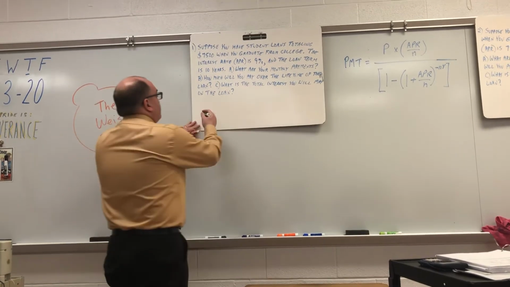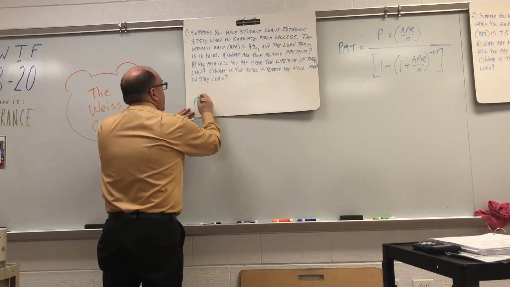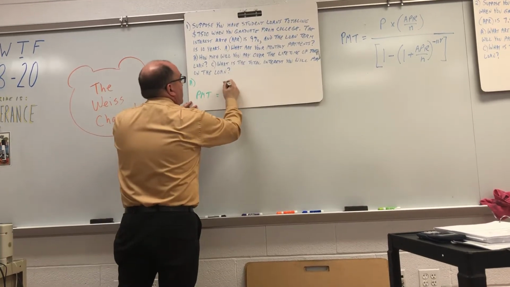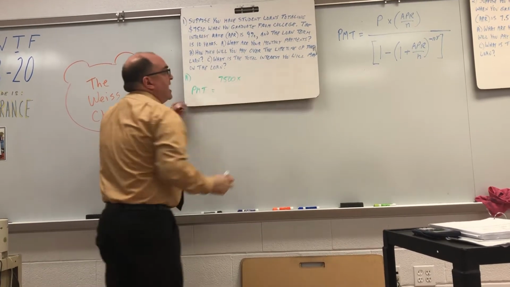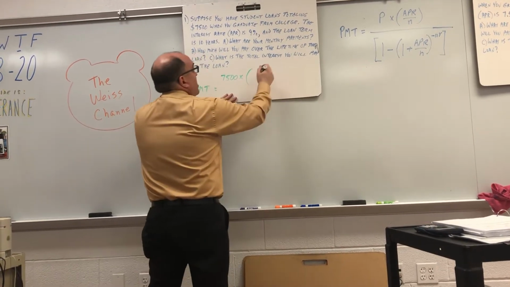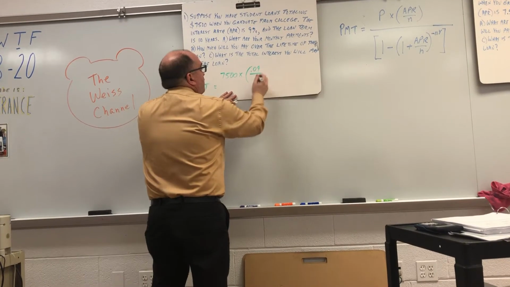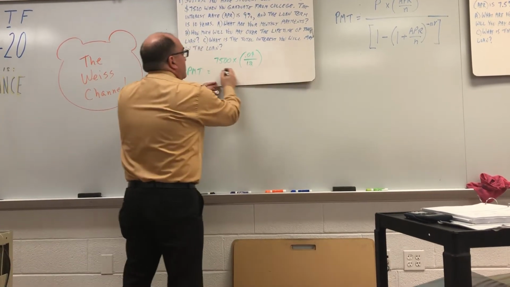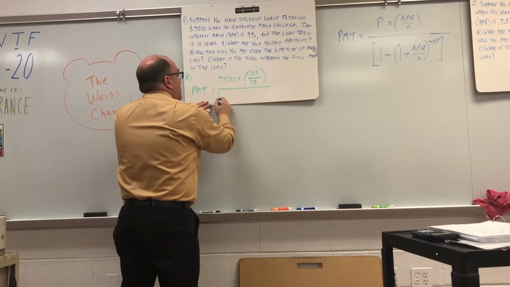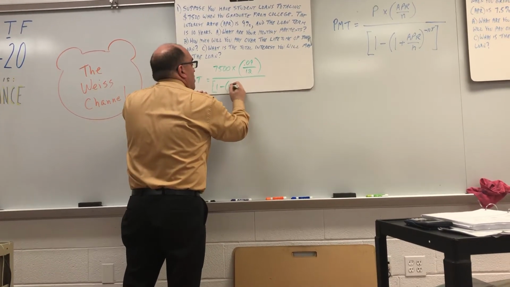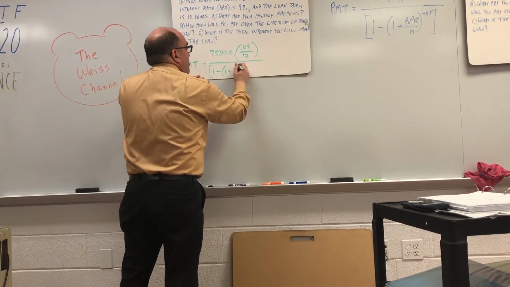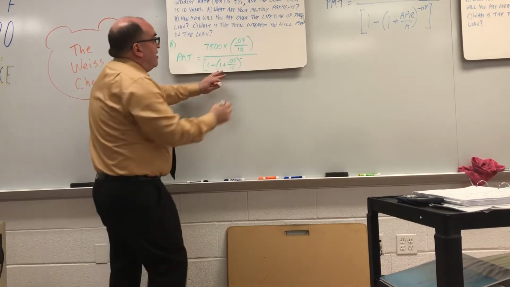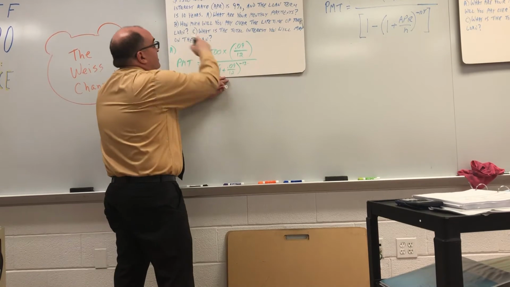All right, so the payment, here's part A, equals the principal, $7,500, times APR 0.09 over N. Since you're paying monthly, N is going to be 12. All over 1 minus 1 plus the APR 0.09 over 12 to the negative 12 times how many years? 10.